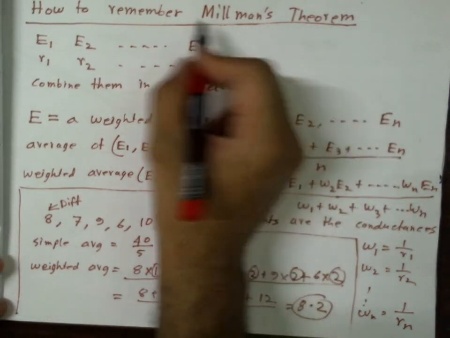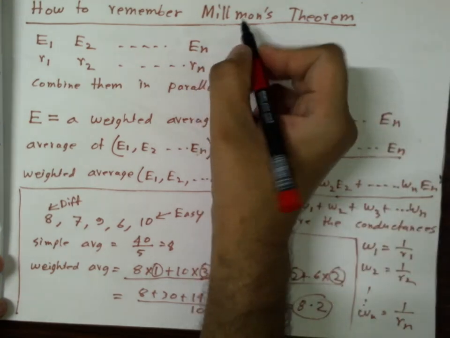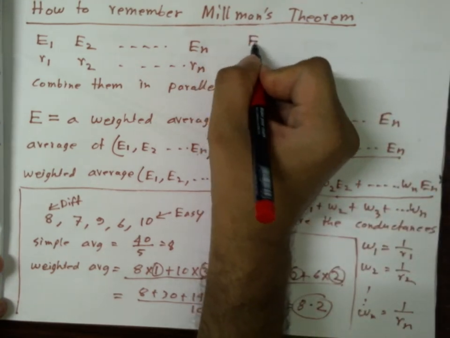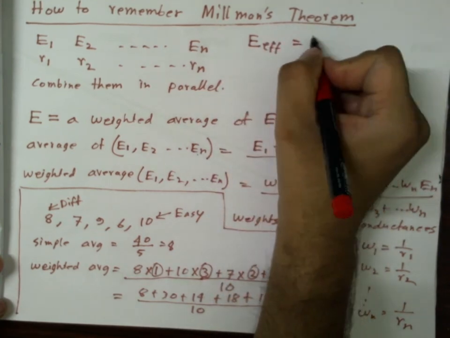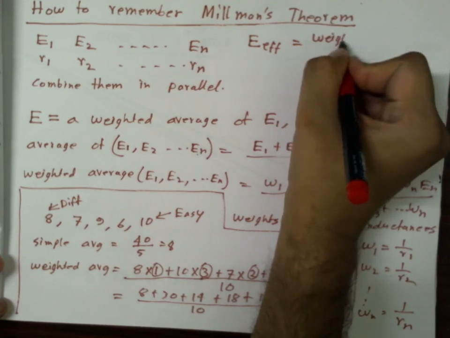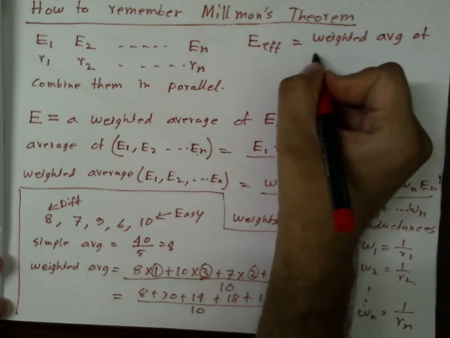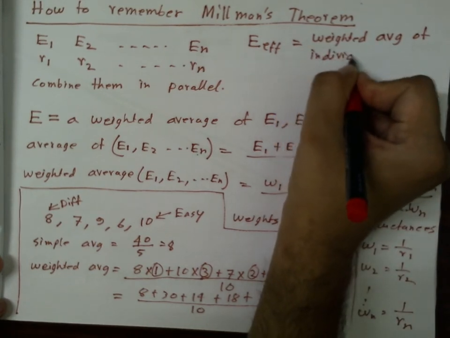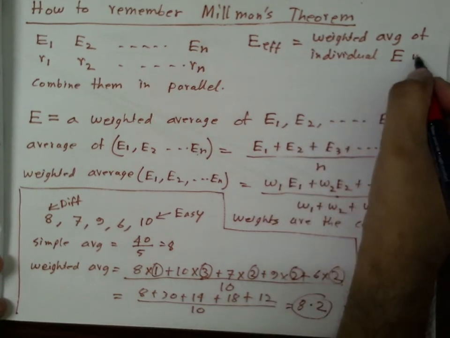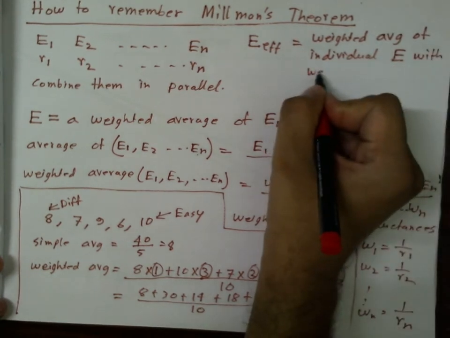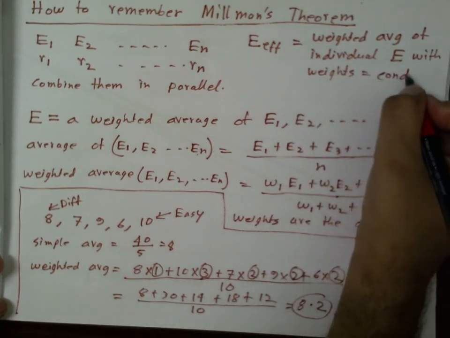So in summary, Millman's theorem can be written as: E effective is the weighted average of individual EMFs with weights equal to the internal conductances.